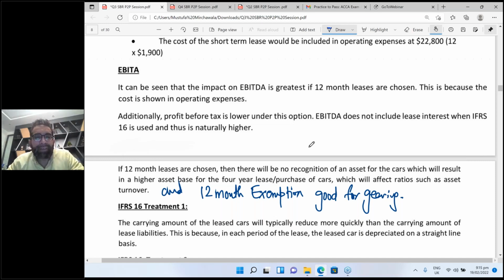Listen, in option number 1 and 2, there was some interest as well and some depreciation as well. And EBITDA, yesterday we also saw, never includes these two. So definitely in option number 1 and 2, you will find higher EBITDA.